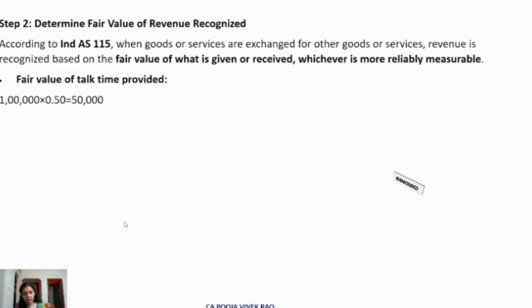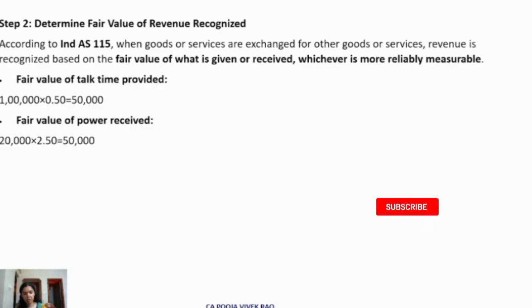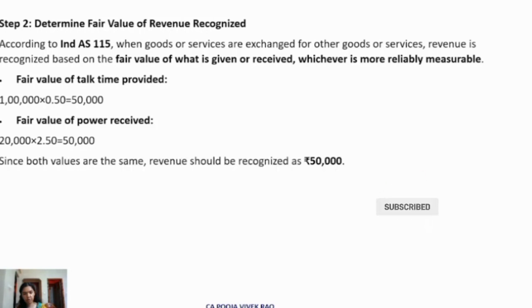Now we will compute the fair value of power received. So 20,000 units of power is received at the rate of 2.5. So fair value of power received is 20,000 into 2.5, that is 50,000. So in this case both the values are measured reliably and both the values are same. Hence the fair value of revenue to be recognized is rupees 50,000. Hence the final answer is D, rupees 50,000.